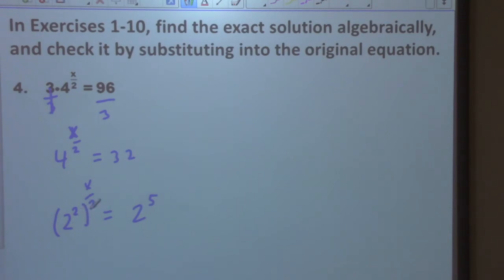So now, common denominator. We can multiply 2 times that. So now we have 2 times x over 2 equals 2 to the power of 5. And so x is going to be equal to 5.